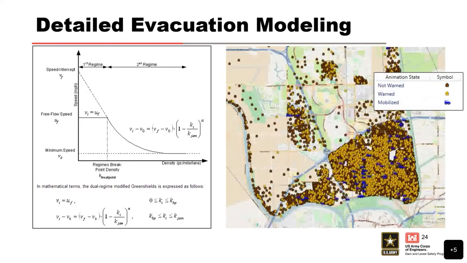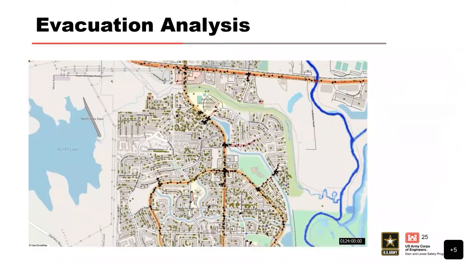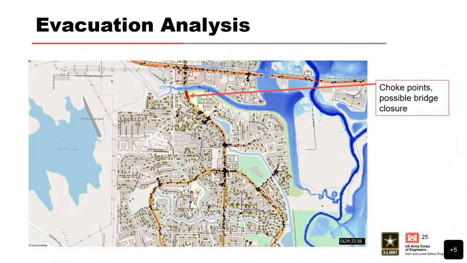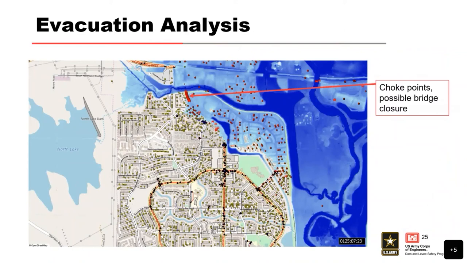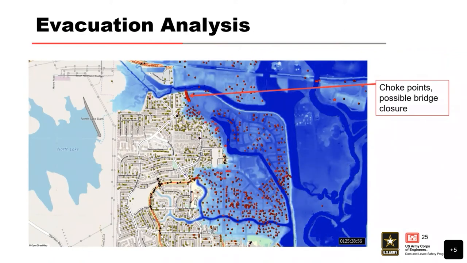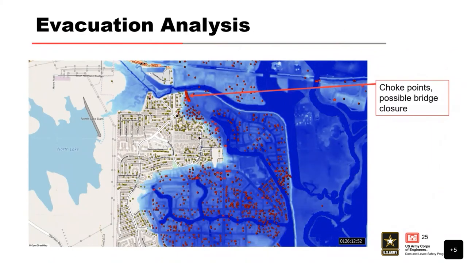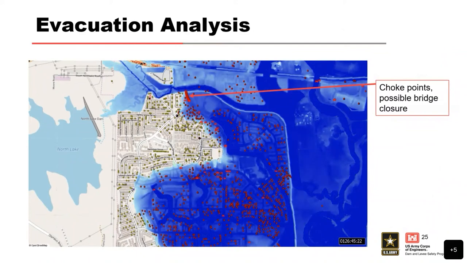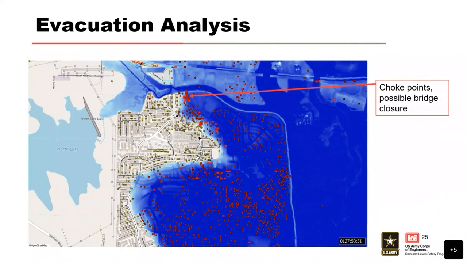It models them moving out over the road network, models traffic congestion, intersections, all sorts of fun things. And then it models the water coming through, so you put a flood in it, it comes through, closes down roads, people reroute, all that stuff. And the power of something like this is if you have a flood event, you can start talking with emergency managers about, hey, we need to talk about this intersection here, or where we're likely to see the road close first. You have a bunch of people evacuating that way, they're going to get stuck and there's going to be a problem. So let's talk about your evacuation plan and take this into consideration.